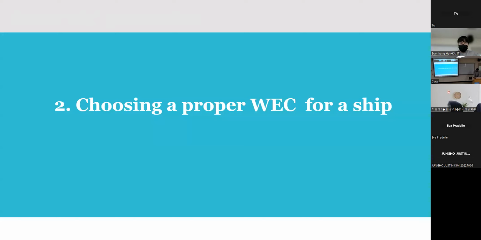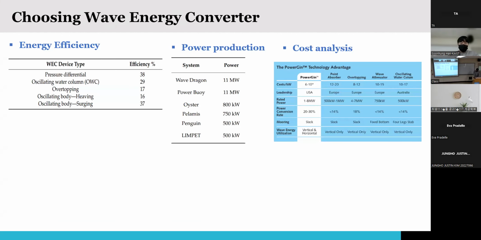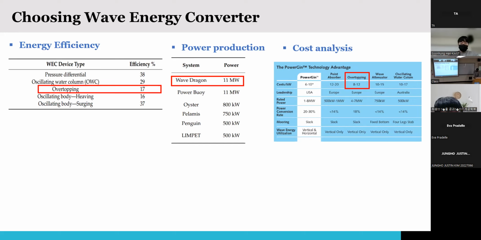Now let's move on to choosing a proper wave energy converter for a ship. As you can see from the table, in terms of energy efficiency, pressure differential shows the highest, followed by oscillating water column and overtopping. However, when we look at power production and cost analysis, Wave Dragon, which is one of the overtopping methods, shows a great deal of power production. On top of that, it has a low energy generation cost compared to the other methods. Therefore, we chose overtopping as the wave energy converter for a ship.